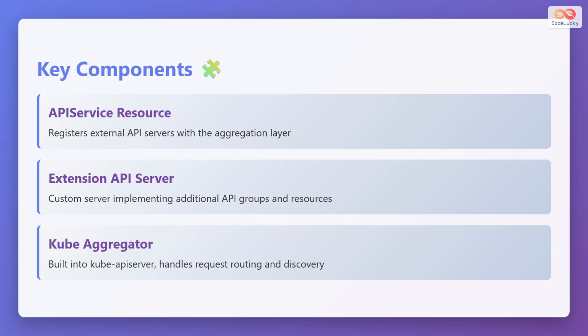There are three key components in the API aggregation architecture. First is the APIService resource, which registers external API servers with the aggregation layer and tells Kubernetes which API groups your extension handles. Second is the extension API server itself, which is your custom server implementing additional API groups and resources with your specific logic. Third is the kube-aggregator, which is built directly into the kube-apiserver and handles all request routing and API discovery. These three components work together to seamlessly extend Kubernetes capabilities.